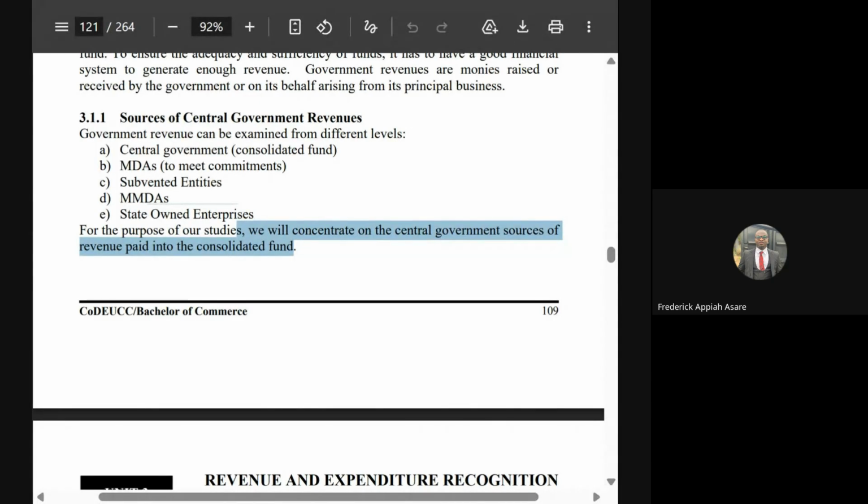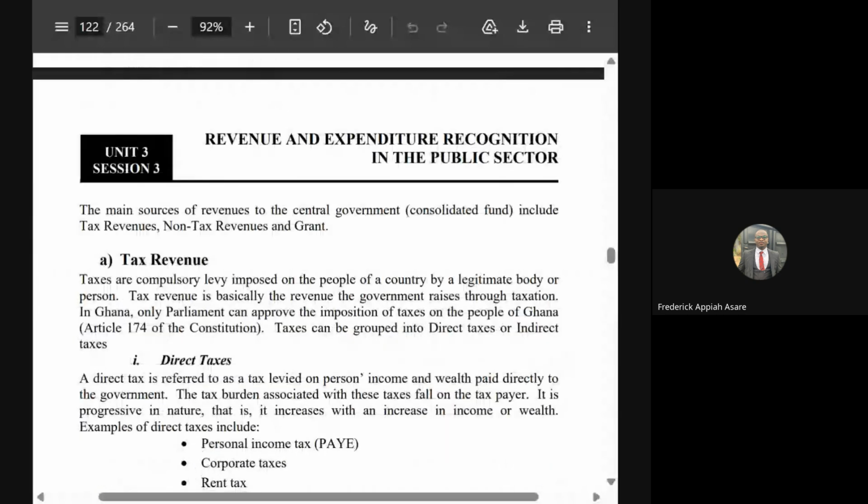All right. So for the purpose of our studies, we are going to concentrate on the central government revenue. That's what we are going to concentrate on for the purpose of this study, and that is the funds that usually go into the consolidated fund. The first revenue that goes to the government is the tax revenue. When you say tax revenue, it's all money that comes as a result of taxation. So all taxes that they pay usually come under the tax revenue.